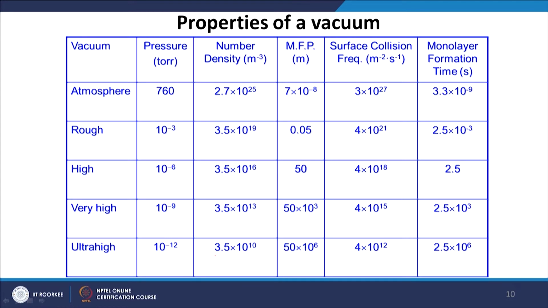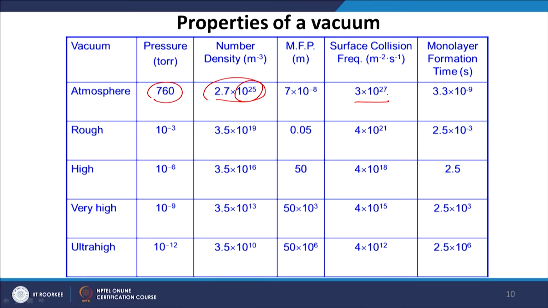So, for example, if I take atmospheric pressure, which is 760 torr or 760 millibar, there the number density of the gas molecules is 2.7 into 10 to the power 25. Look at this number, 10 to the power 25, and then the surface collision frequency is 3 into 10 to the power 27. So, the collision frequency between these molecules is very, very high.